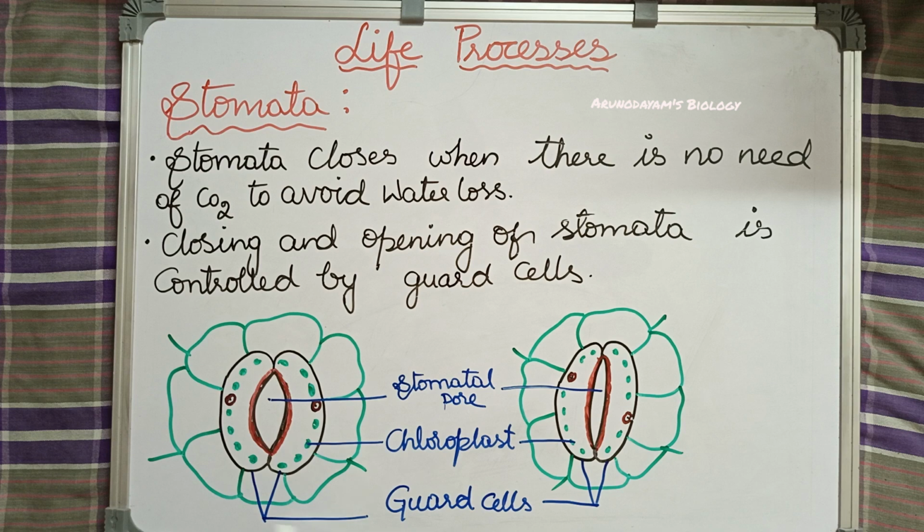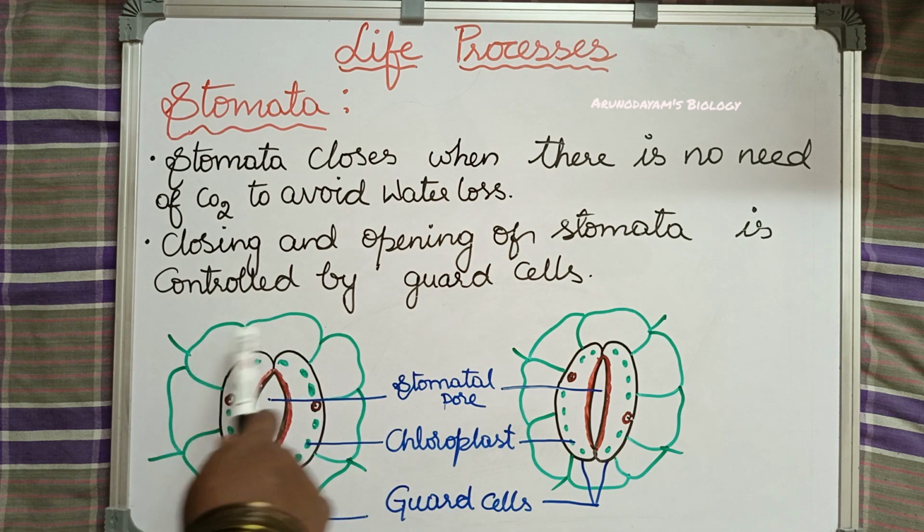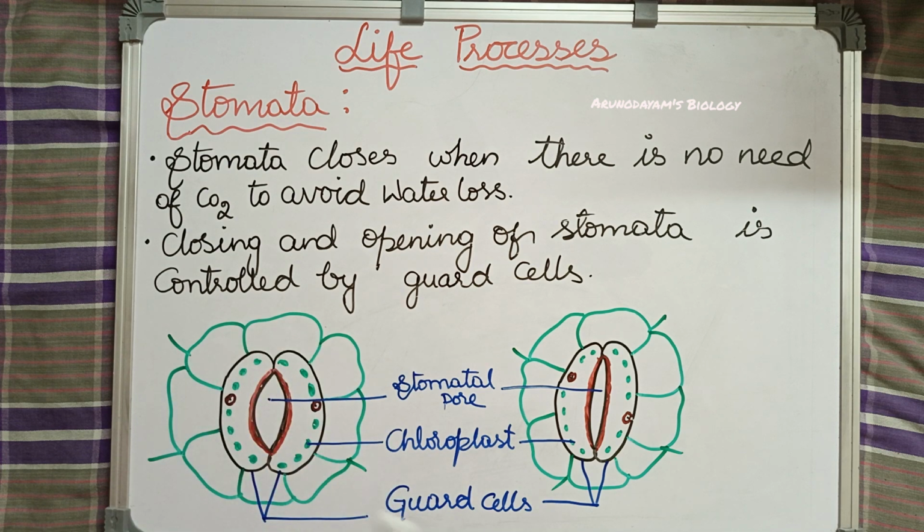So this is the structure of a stomata in leaves. This tiny pore present here is called a stomatal pore or stoma. This pore is surrounded by two kidney shaped cells called guard cells. These two kidney shaped cells surrounding this tiny pore are called guard cells. Okay, and the cells present around these guard cells are called adjacent cells. So this is the structure of stomata.